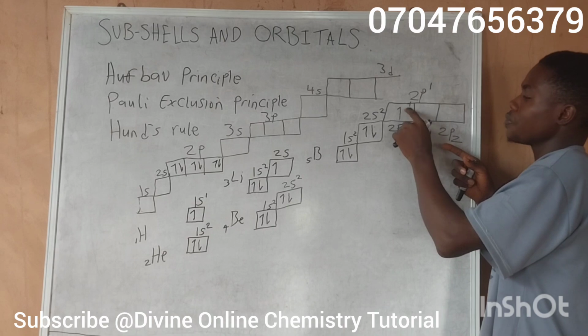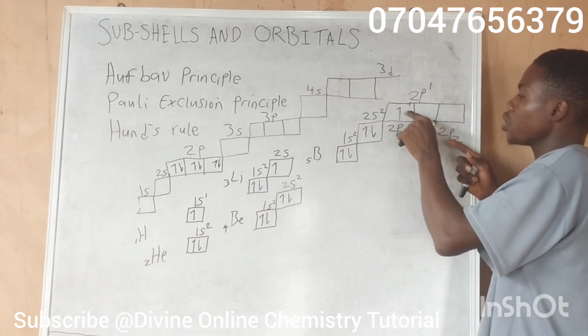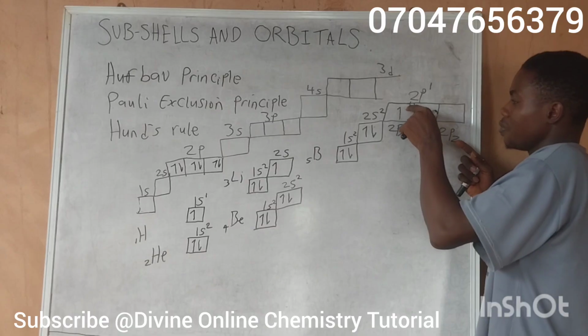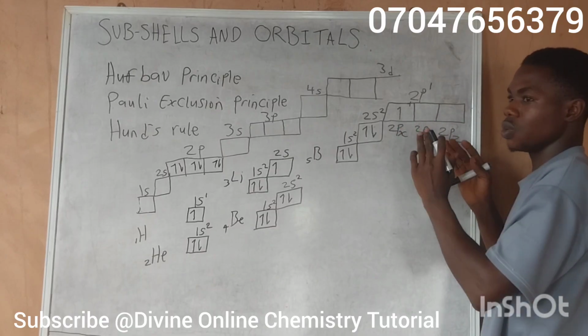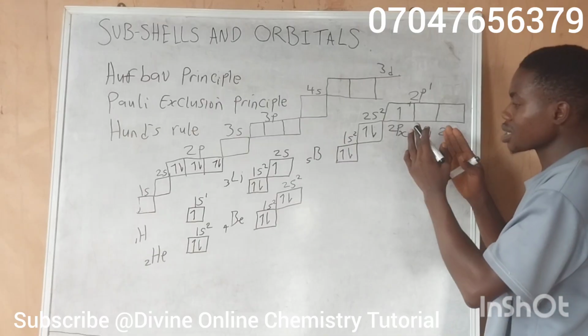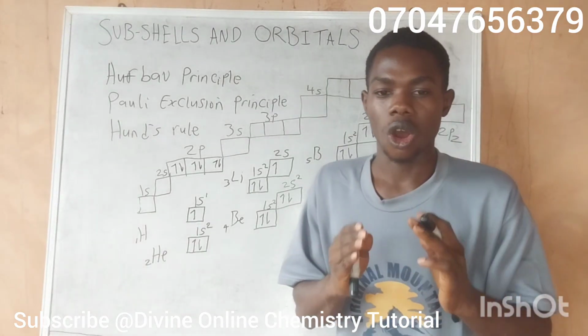You must always start with the first one first. In filling electrons in the 2p, you must start with the first diagram in the p area. So that's how you represent the electrons in the orbitals. With this, we have come to the end of this lesson.